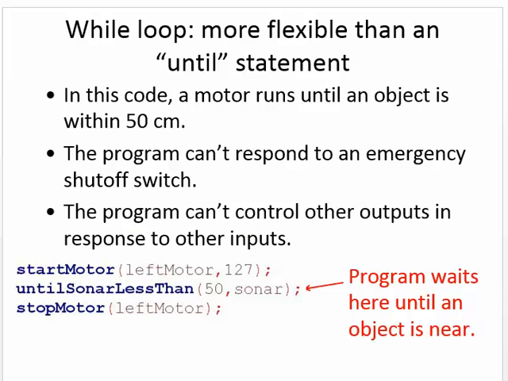Sometimes students like to use until statements. A while loop is much more flexible than an until statement. Here's an example. Down here it's going to start the motor, left motor, and it's going to go full bore. The motor runs until an object is within 50 centimeters. Until sonar less than 50 centimeters. And they're telling it 50 centimeters is the distance and which sensor to look for.